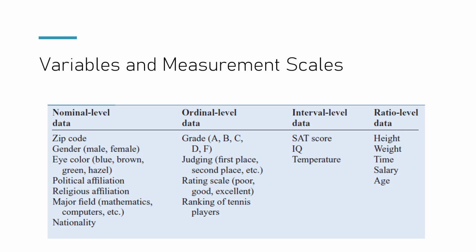Now there are 4 broad types of measurement scales. One is nominal, one is ordinal, one is interval, and one is ratio. Now, nominal level data can be the zip codes or the postcodes of the areas where a person lives. So those can be treated as nominal value. Gender can be treated as nominal value, male or female. Eye color, political affiliation, and all those kind of values are nominal.